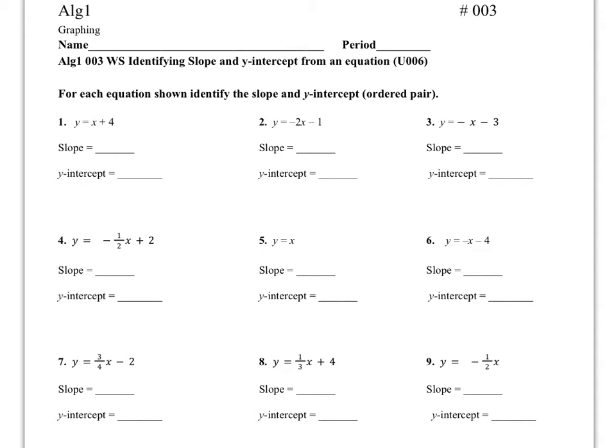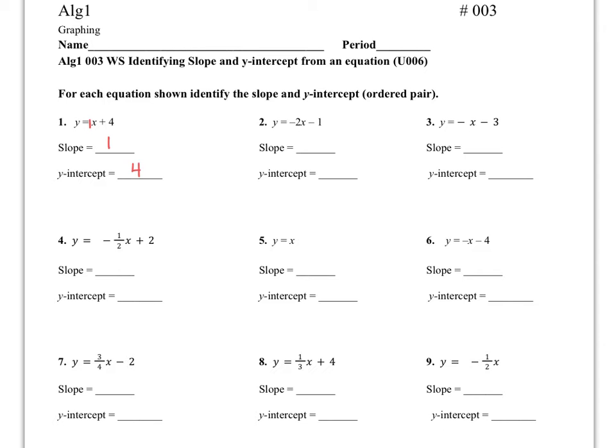I want to point out, as we saw from that previous practice sheet, that our slope is always going to be the coefficient of x. So in this case, the invisible number that's multiplying x is 1. And my y-intercept is going to be that number that's being added or subtracted on the end. So in this case, my y-intercept would be 4.